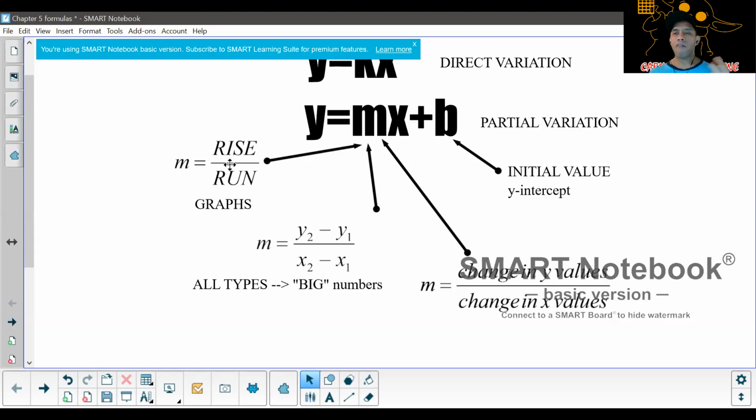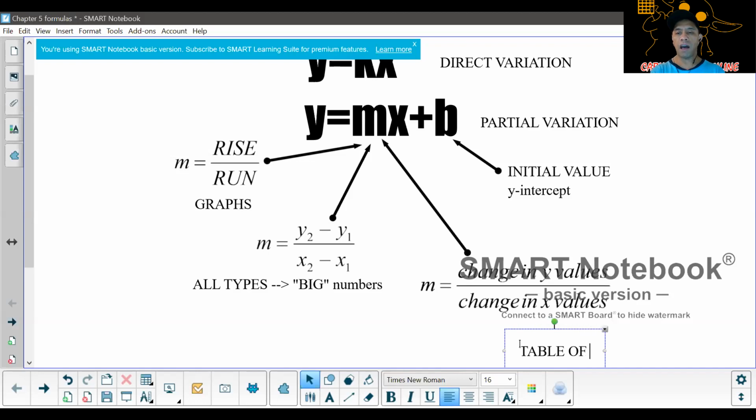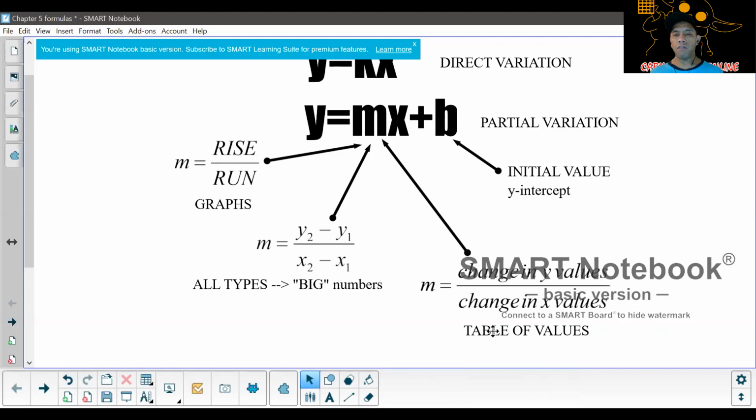When you have a basic graph, the easiest way to calculate slope would be rise over run. For example, if the numbers are going up by 1 for each box, use rise over run. If you have numbers that are big or the scale is not going up by 1, that's when you use the fancy formula over here. This last one, the change in y values over the change in x values, is the one you should use only when you're given a table of values. So you have now learned 3 different ways to calculate slope.